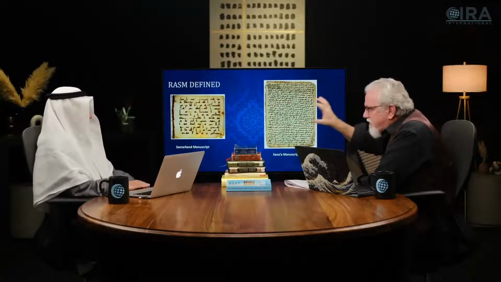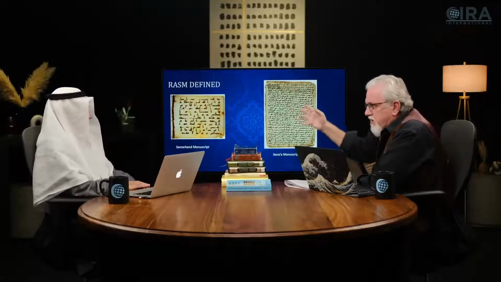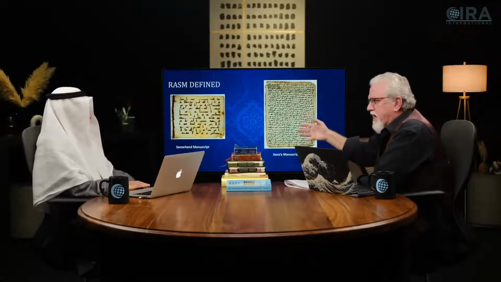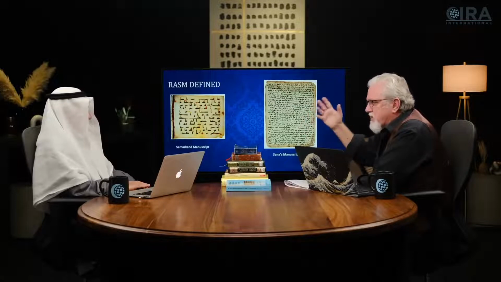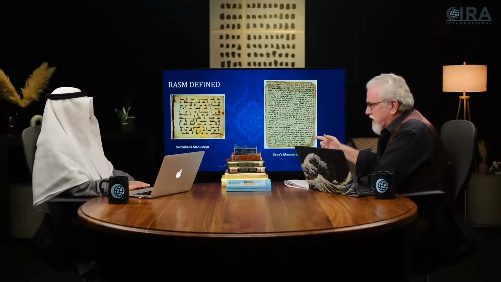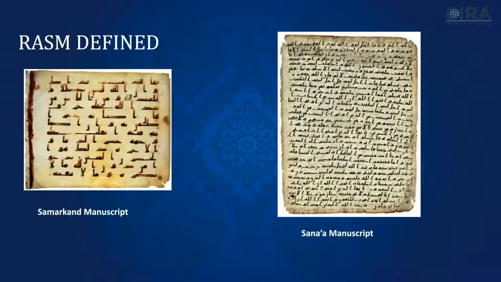So there was a problem because this was a very crude text. It was being lifted from the Aramaic. That's why it's very similar to the Aramaic, and yet it could not be read. And so they had a problem. So they needed to solve that problem. So here's the Surah manuscript written in about 705. There's the Samarkand, which is written about 719, 720.